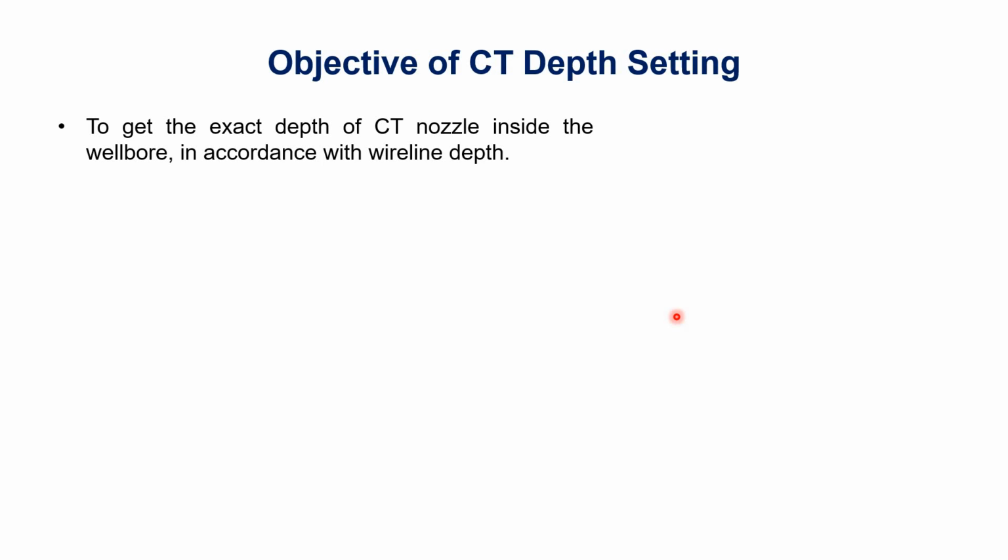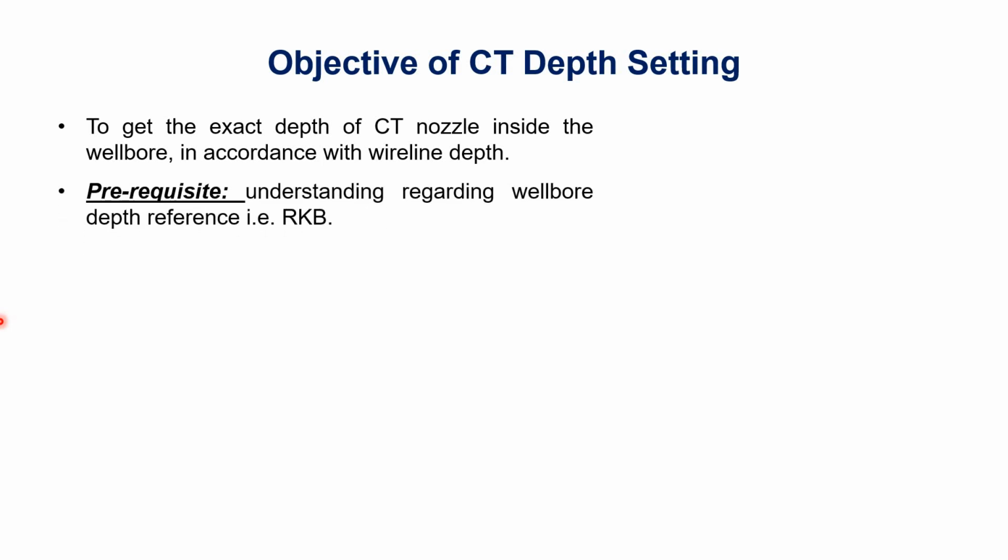So what is the objective of CT depth setting? The objective is to get the exact depth of the CT nozzle inside the wellbore in accordance with wireline depth, or simply we can say that the purpose of CT depth setting is to correlate the wireline depth and coil tubing depth. To understand how to calculate CT depth setting, we need to understand the concept of RKB or depth reference.